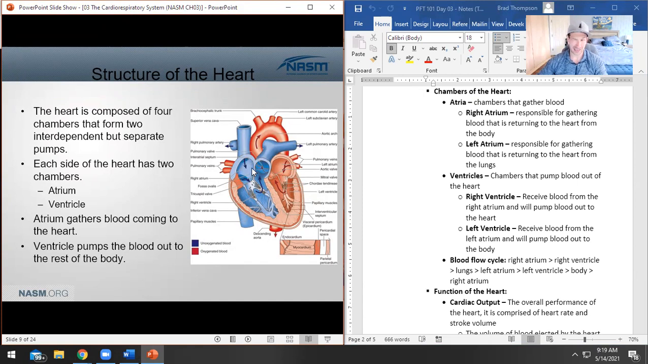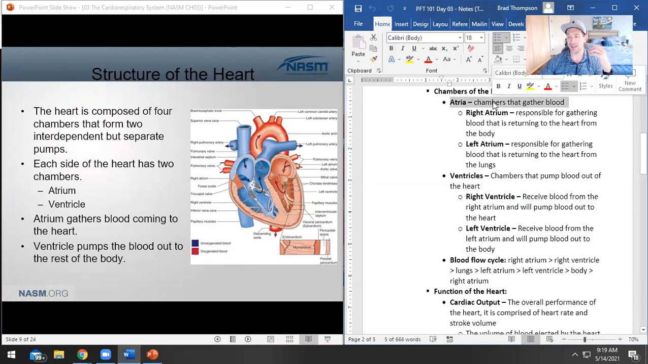Because technically, if you had a red blood cell and it entered the world for the first time, let's say your femur creates a brand new red blood cell, the first time it's ever going to get to your heart is by dropping into that right atrium. So each side of your heart has an atrium. And when we think about what an atrium is, it is a chamber that gathers blood.